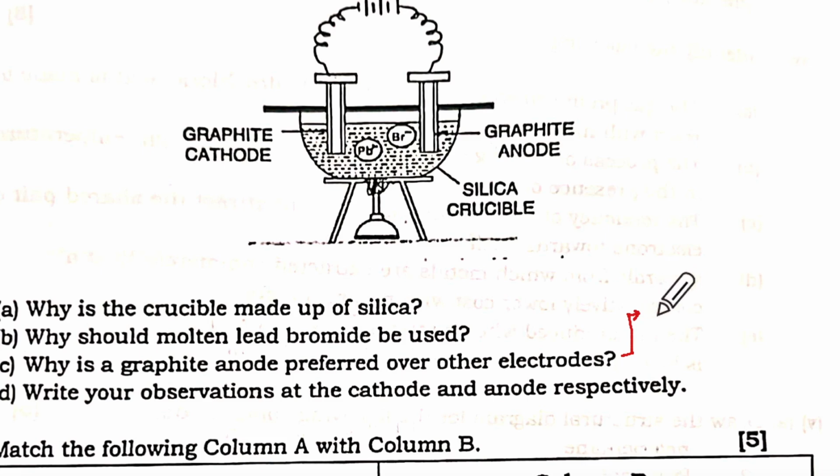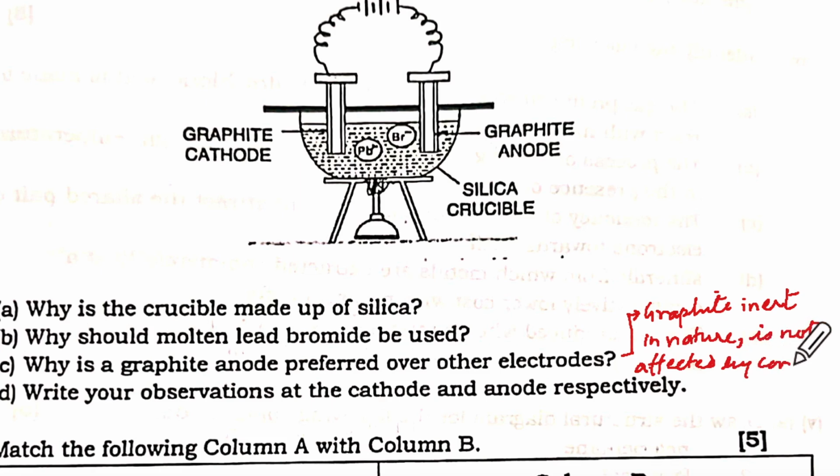For this, remember that Br2 is corrosive. So you have to say that graphite is inert in nature, correct? And one more thing you'll have to add is not affected by what? Corrosive bromine vapors. Yeah, correct. Y'all are writing corrosive bromine vapors, because your finger muscles also need training up.